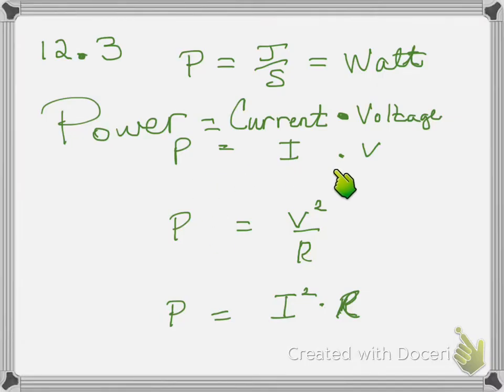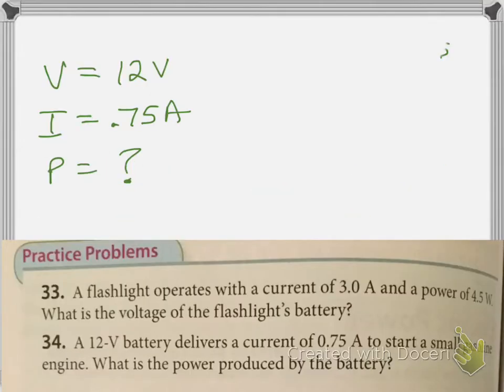Power is equal to current times voltage, and what I know is current and voltage, so I can simply multiply those two together to find out what power is. So if I take 12 times 0.75, you could think about that as simply 3/4 of 12, which is 9. So your power is 9 watts. And that's the answer to number 34.